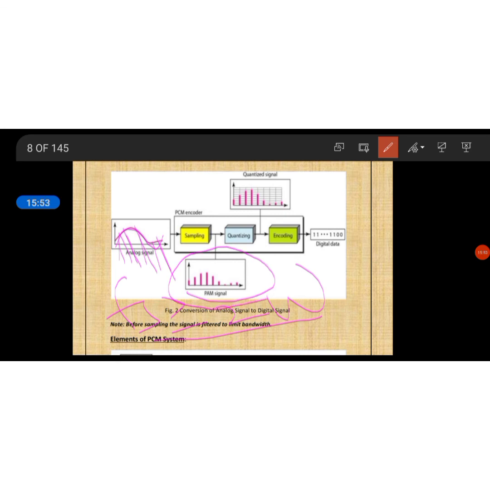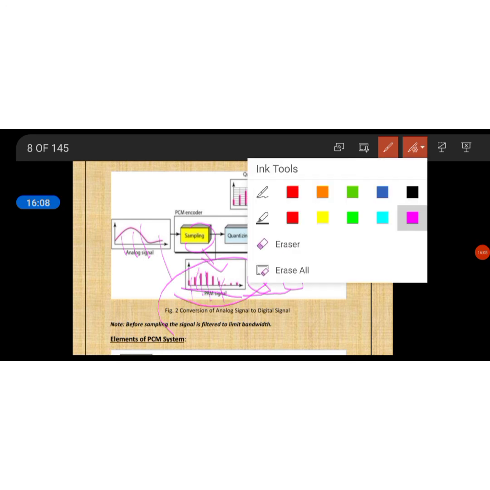For that purpose, in sampling, we give a carrier pulse. Based upon the carrier pulse, the signal is sampled at every instant. So at every instant there will be a peak. This is called the PAM signal.